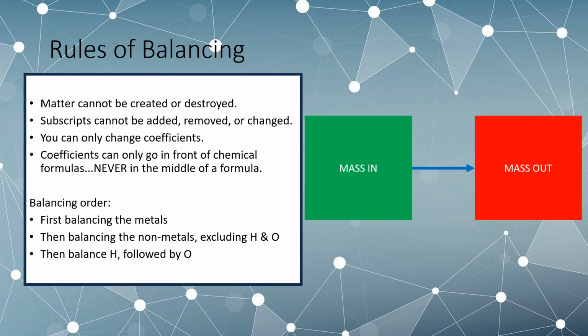Before going any further, let's establish some rules we can apply to every scenario. So we know from our law of conservation of mass, matter cannot be created or destroyed. Subscripts, those are those little numbers next to the letters, cannot be added, removed, or changed. You can only change the coefficients. Coefficients can only ever go in front of chemical formulas, never in the middle of the formula.